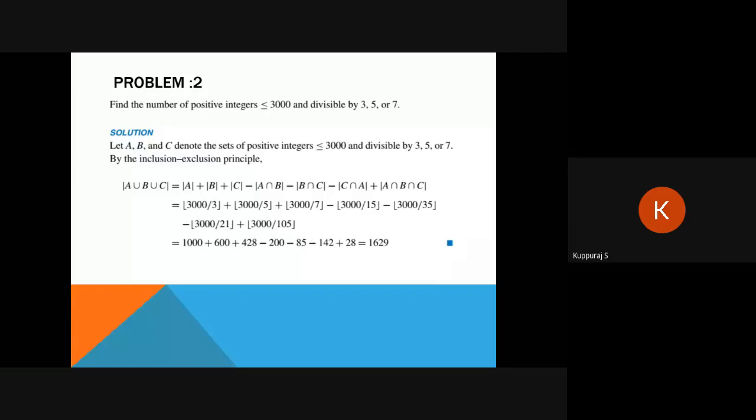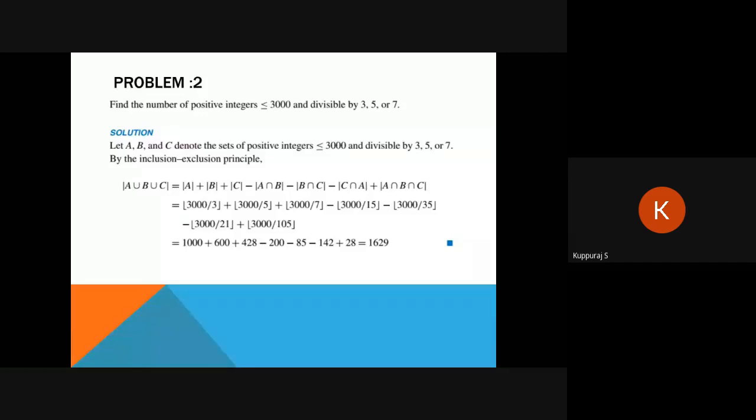Find the number of positive integers less than or equal to 3000 and divisible by 3, 5 or 7. That means the number of positive integers less than or equal to 3000 and divisible by 3 or 5 or 7. Here "or" means I have to use the union symbol. So this is a direct formula. Because there are three terms, divisible by 3, divisible by 5, divisible by 7, I have to take 3 sets.